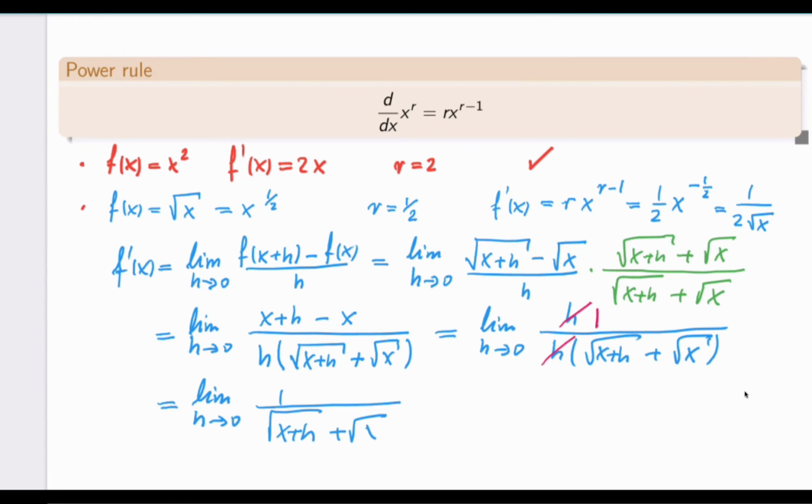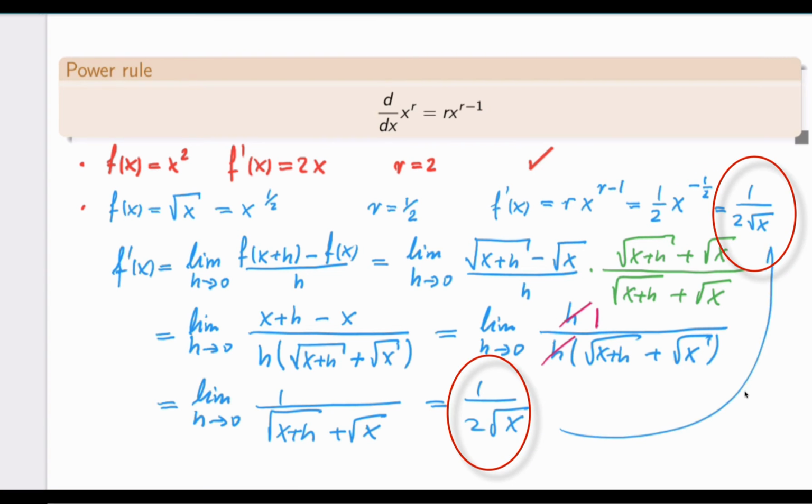Then this is the limit of 1 divided by root of x plus h plus root of x. But now I can safely take the limit. As h goes to 0, this term here just becomes root of x. In fact, we get 2 root of x in the denominator. So this is 1 divided by 2 root x. And now you see, we do get the same as we computed by the power rule. So this means the power rule is correct, at least for root of x. But of course the power rule is correct for all kinds of values of r.